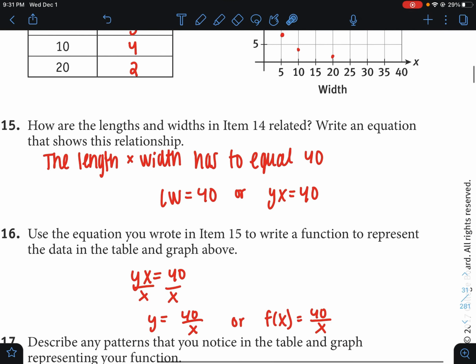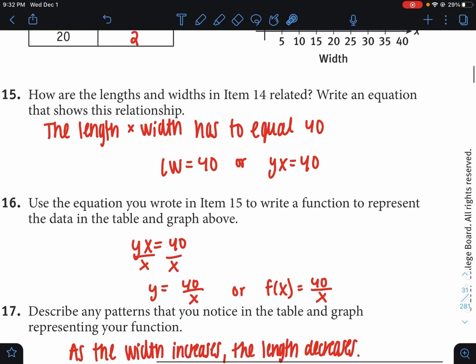Okay, so if we use the equation that we wrote up here, we can write a function. Now remember, function notation is f of x, which is essentially y. So right now, in this form, we do not have y by itself. So how do we get it by itself? We divide by x. So y is equal to 40 over x, just like we had above, or f of x is equal to 40 over x.